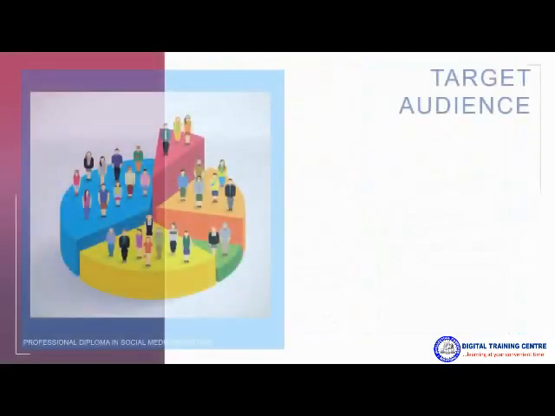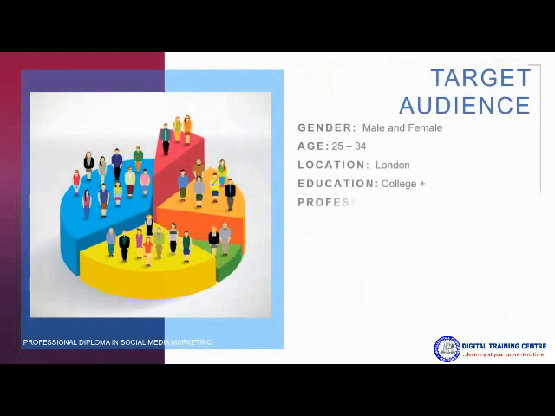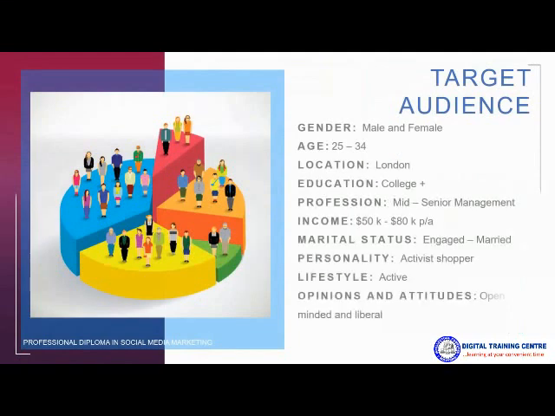We know that we have our target audience, and our target audience looks something like this. We want to target males and females, mostly between the ages of 25 to 34, in the area of London to start off with. They'll probably have a college education, and they are in a mid to senior management position with an income of about 50 to 80,000 per annum. And they might be engaged, might be married. If we look at their age range, they could go either way. Their personality is an activist shopper, so they're health conscious, they're environmentally conscious, they're socially conscious, and they also have a very active lifestyle. They're open-minded and liberal, and they enjoy exercise and outdoor activities.